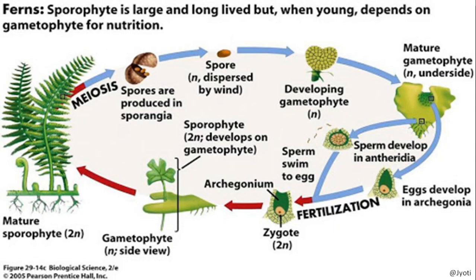Each archegonium produces one egg. Each archegonium contains one egg. So here in the picture you can see the location of the archegonia, and the arrow mark shows the archegonia, and inside each archegonium there is an egg.